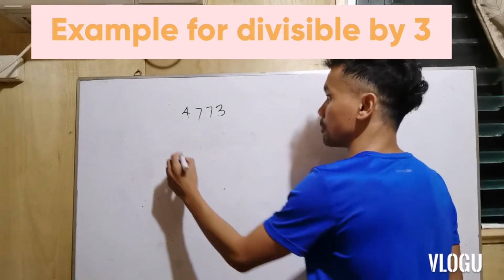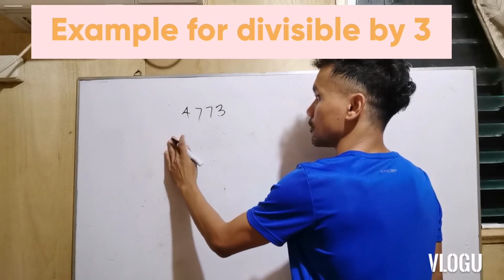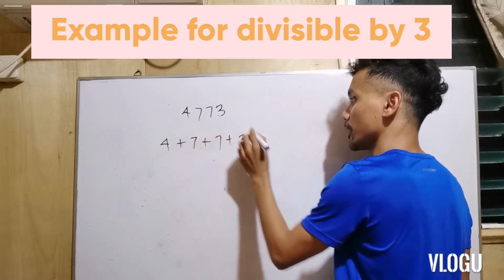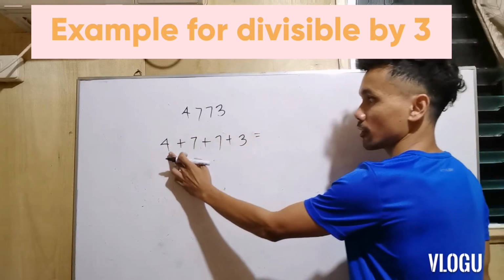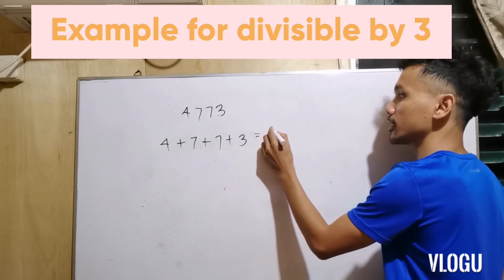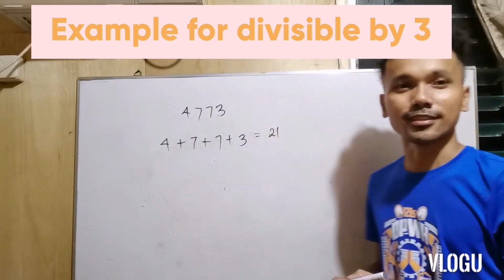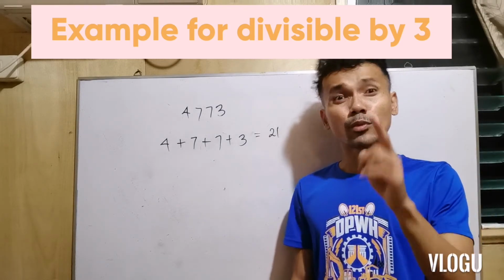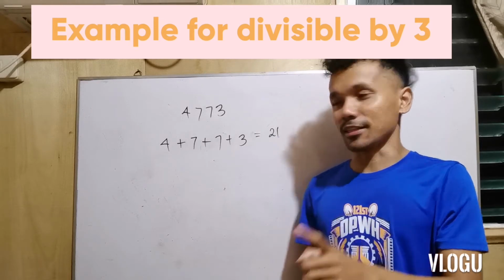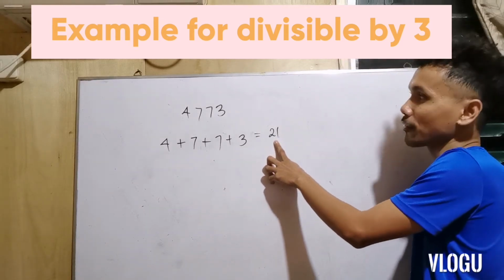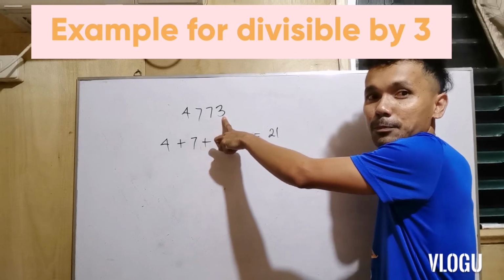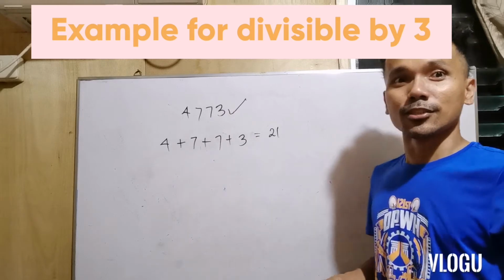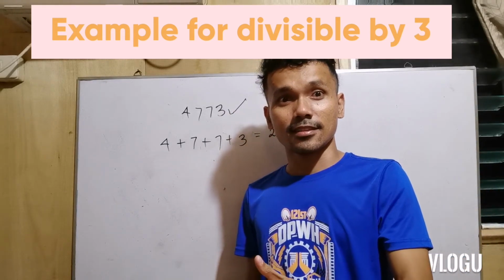So, let's take the sum. 4 plus 7 plus 7 plus 3. This is equal to 11, 18, plus 3 is 21. Okay, question. Is 21 divisible by 3? Yes. 21 divided by 3 is 7. Therefore, since this is divisible by 3, 4,773 is divisible by 3. Di ba madali lang? You just add the digits.